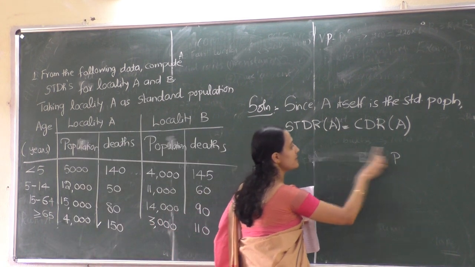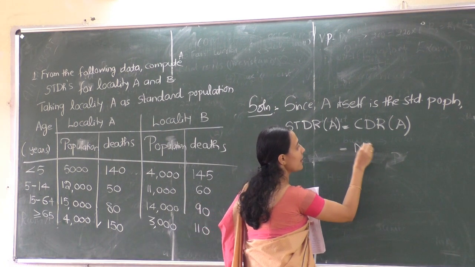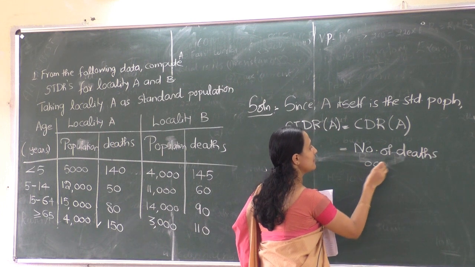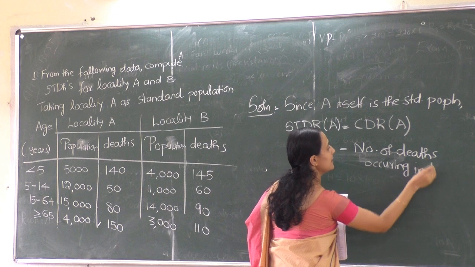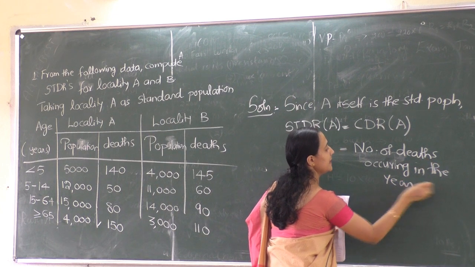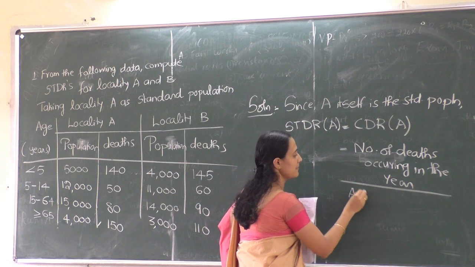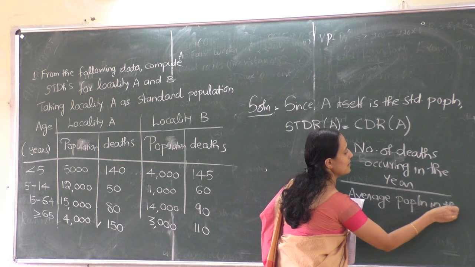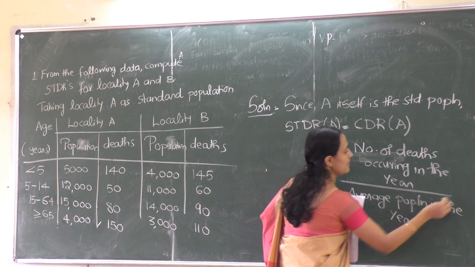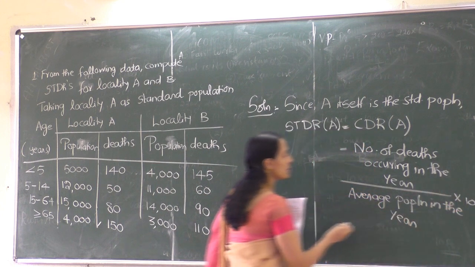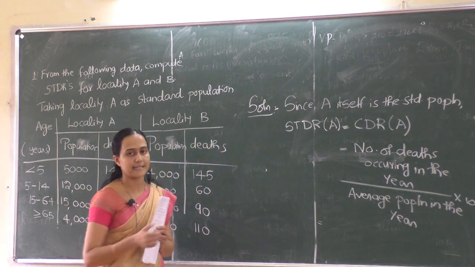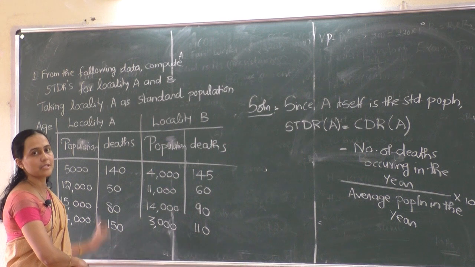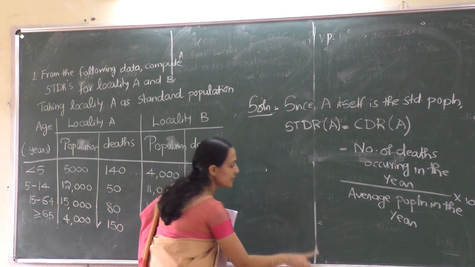What is the formula of CDR? CDR equals the number of deaths occurring in the year, divided by the average population in the year, into 1000. So what do we have to compute? Number of deaths means deaths total, divided by average population means population total, into 1000. So again I will do it here.